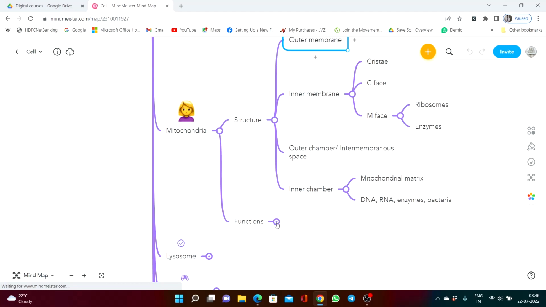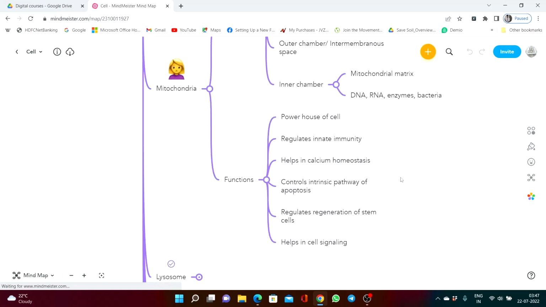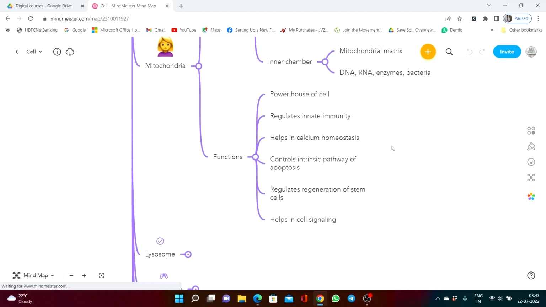The functions of mitochondria are: it is the powerhouse of cells because it manufactures the ATP, which is necessary for bringing out the activities of the cell. It regulates innate immunity, helps in calcium homeostasis, controls the intrinsic pathway of apoptosis, regulates regeneration of stem cells and helps in cell signaling.